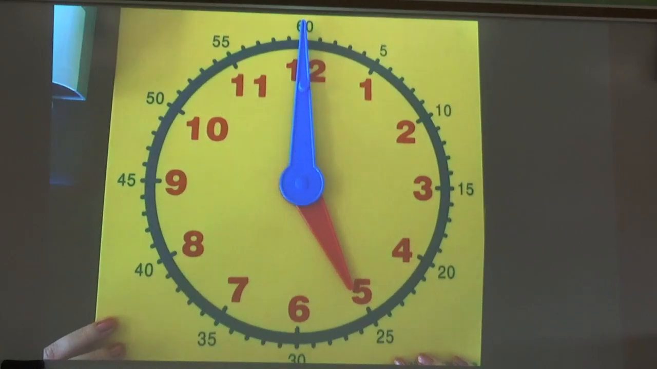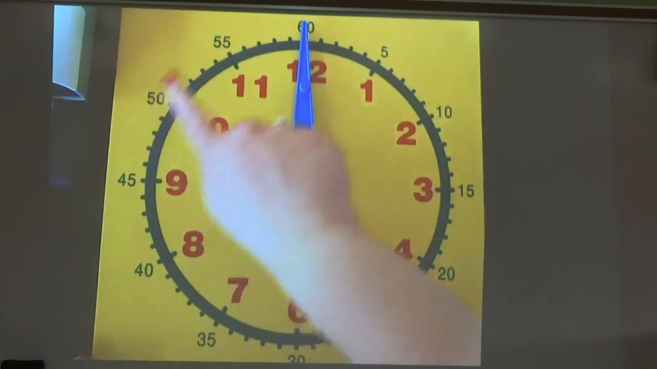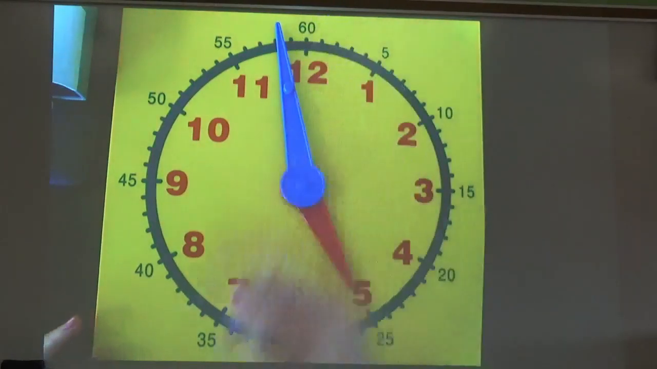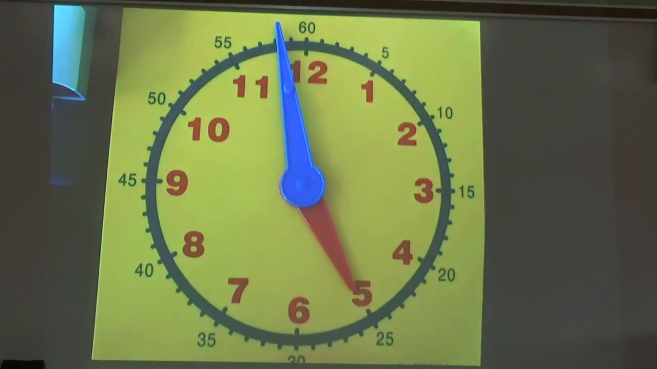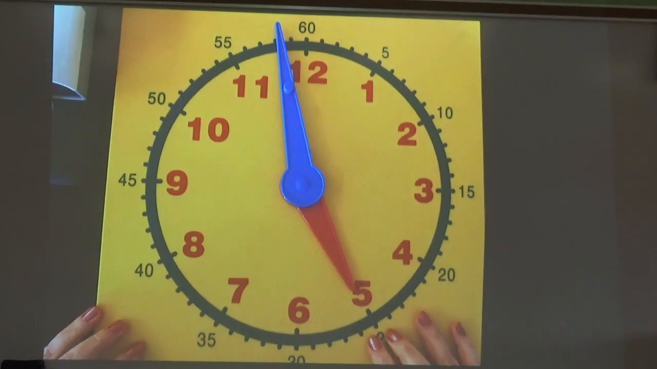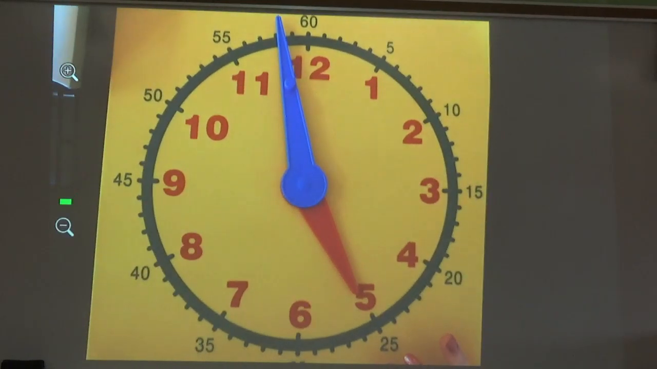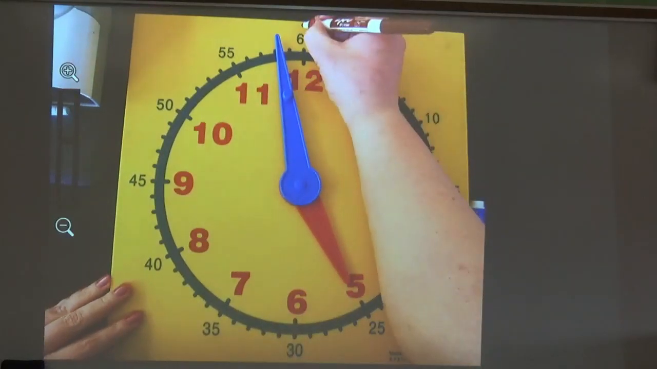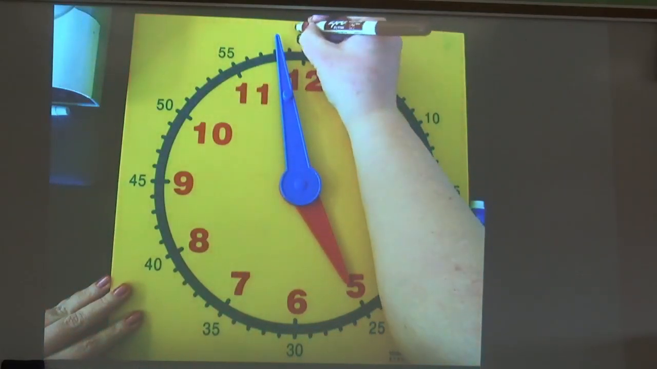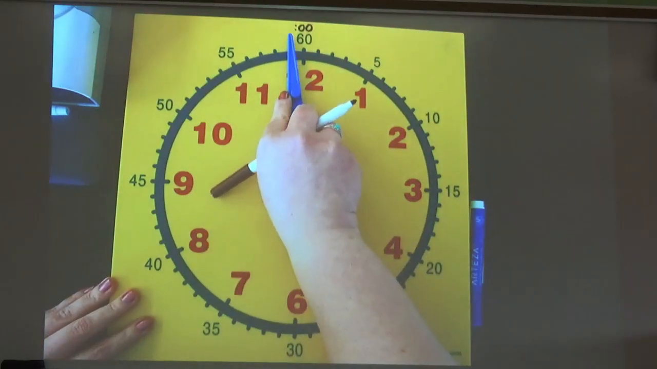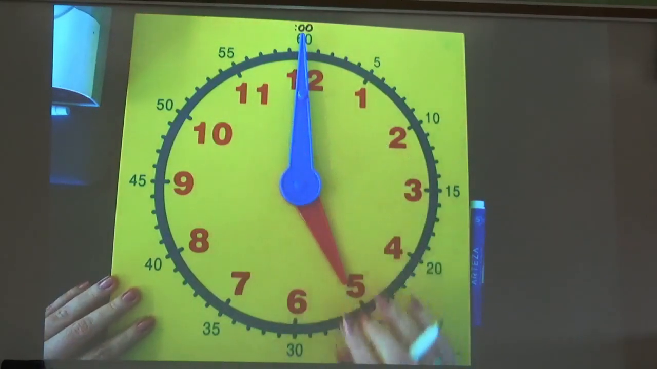Now remember, we talked about how a whole hour is 60 minutes, and that's why it shows 60 up here. But also remember, when you're telling time to the hour, that another way to write it, when you see the 12, is 0, 0. So, think about it as 0, 0 when we're doing this lesson.